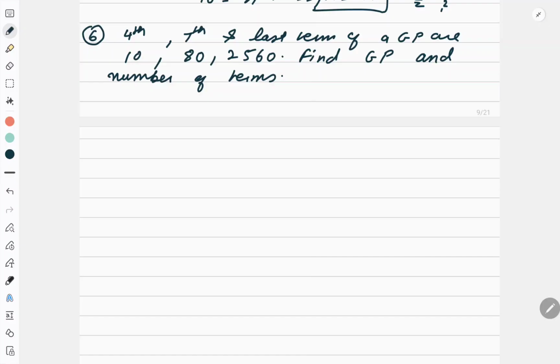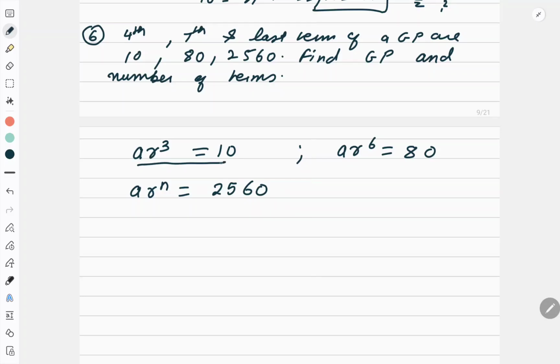The fourth, seventh and last term of GP are this. Okay. When I'm saying the fourth term means AR cube is equal to 10. Okay. When I'm saying seventh term means AR to the power 6 is 80. And when I am saying last term means AR to the power n is equal to 2560. Now I need to find out the number of terms in the GP. Correct? So clearly if I observe this result and this result, if I divide them, I'll get rid of A. So what I'll do, I'll divide them.